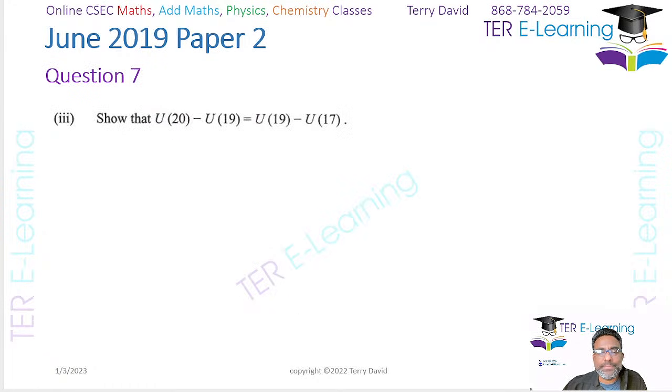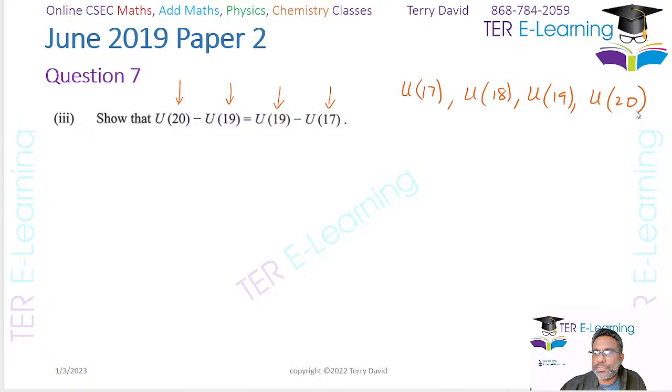For this last part here, lots of people just left it out, right? Lots of people just left it out. They said show that U20 minus U19 is U19 minus U17. So if you look at it here, you have 20th term, 19th term, you have 19th term and 17th term. So let's look at them in order. So let's go 17, there's a U17. There is a U18, there is a U19, and there's a U20. So those are four terms in order, 17, 18, 19, and 20.